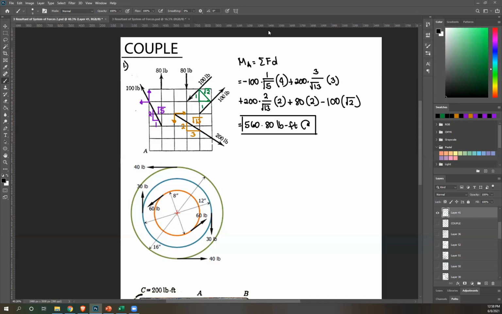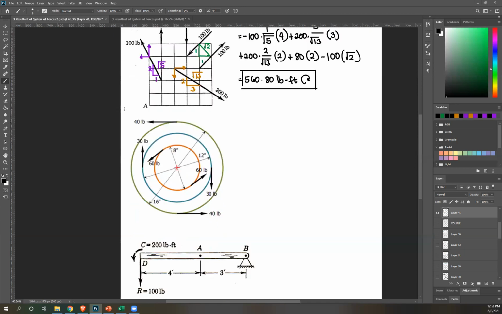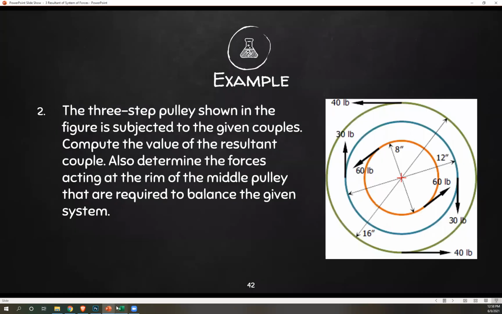Okay, great. Let's move on to number 2. So number 2, the 3-step pulley shown in the figure is subjected to the given couples. Compute the value of the resultant couple. Also determine the forces acting at the rim of the middle pulley that are required to balance the given system. Let's focus on the first question. Compute the value of the resultant couple.